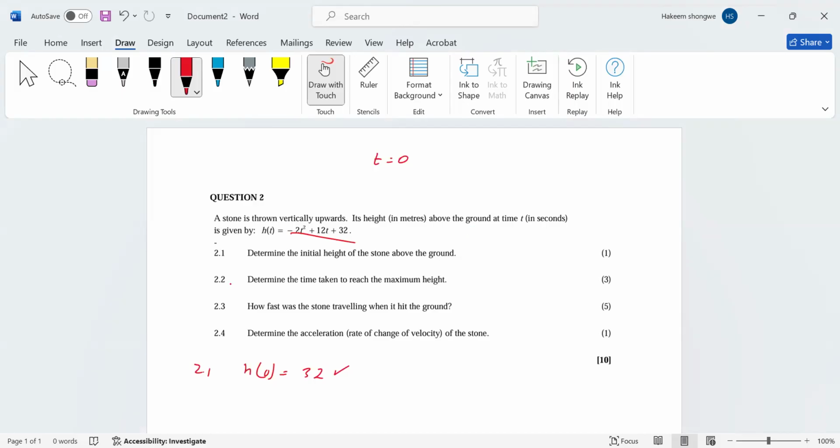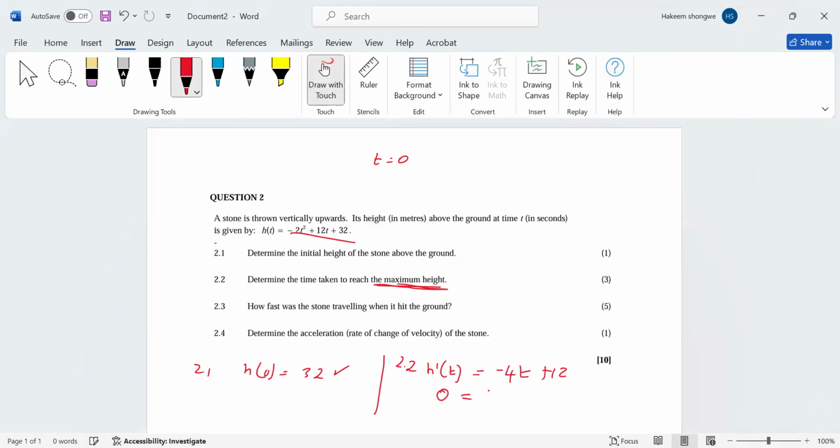Number 2, they say, determine the time it takes to reach the maximum height. The word maximum means differentiate. We should remember that once we see the word maximum, it is associated with differentiation. So we have h prime of t, which is given as minus 4t plus 12. And then we say at maximum, the derivative is 0.